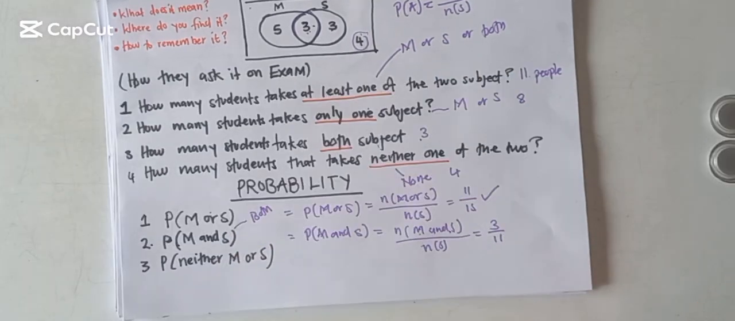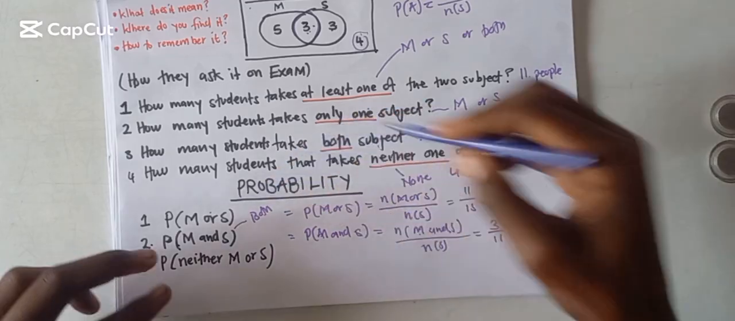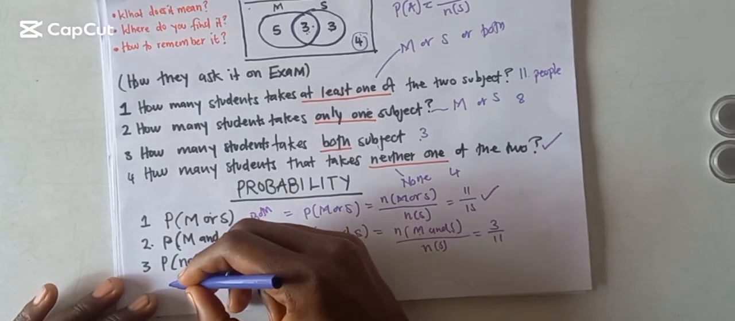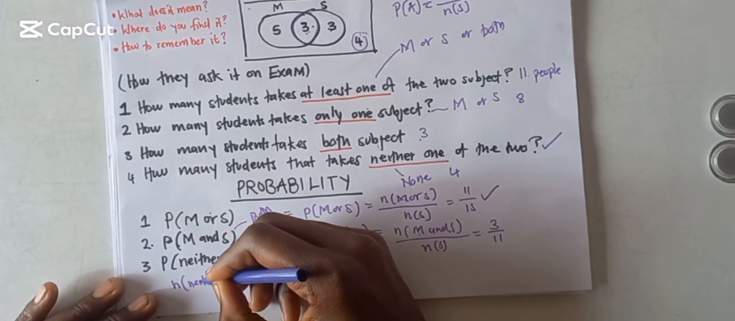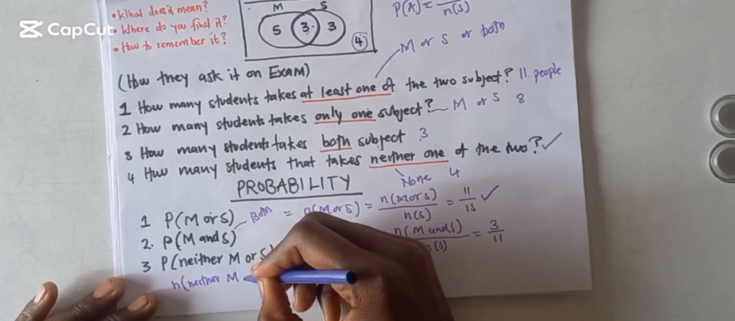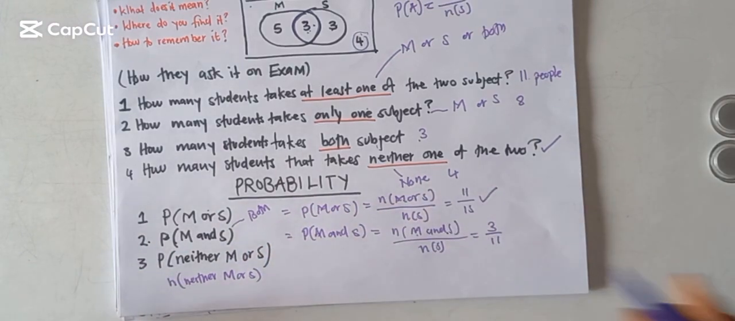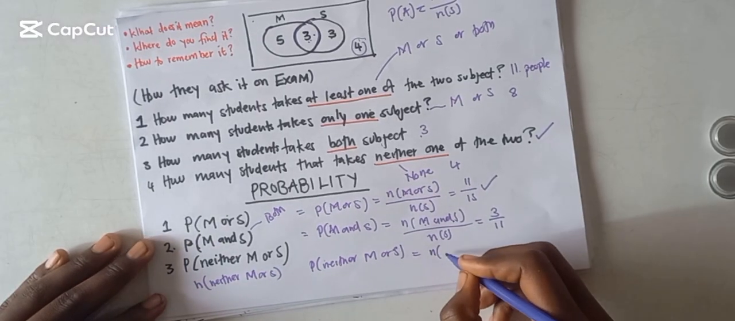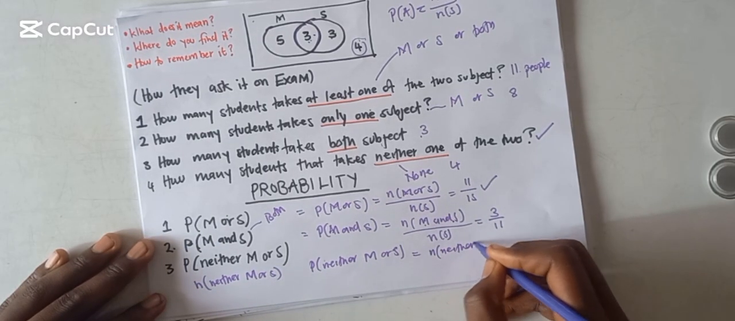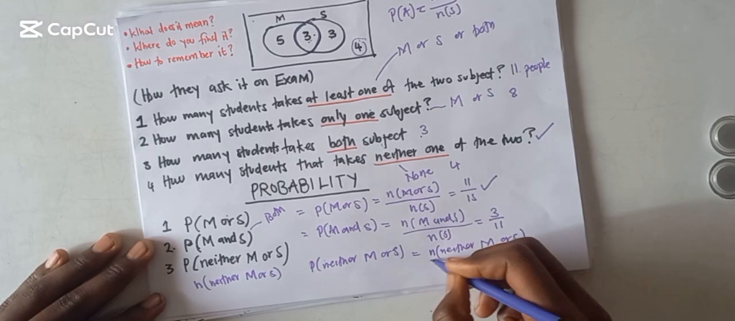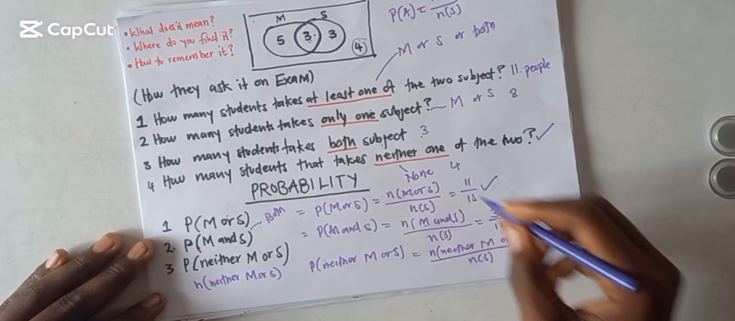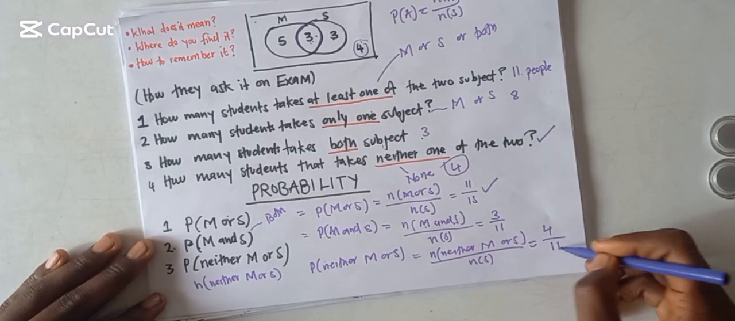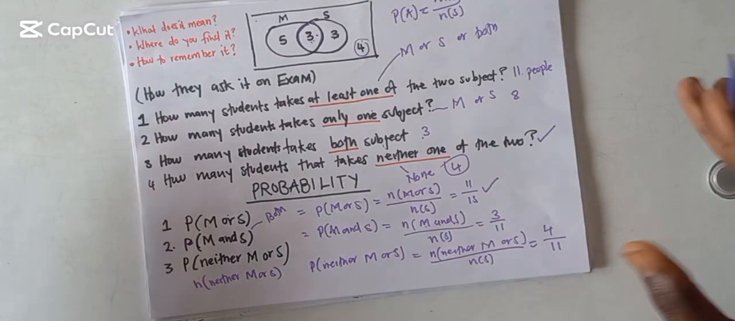Going to neither M nor S, this is the opposite of the previous question. Sometimes they will ask you in this kind of format, whereby they want the probability of neither, the total number of people doing neither M nor S. To find the probability of this one, it is very simple. We just find the total number of people that are doing neither M nor S, and we divide it by the total number of the sample space. Those ones are doing neither. So how many is it? It is 4 out of 11. So this is how you are supposed to answer this.